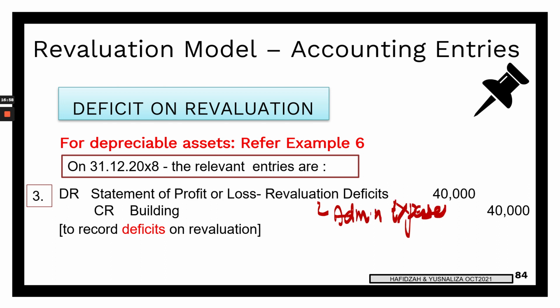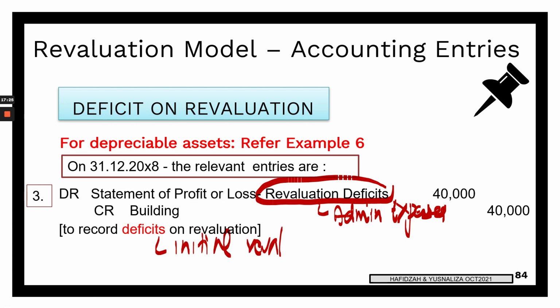expenses. So under admin expense, if you have other admin expenses like depreciation, the revaluation deficit is also part of the admin expense. But the debit credit is where you debit revaluation deficit in the statement of profit or loss. This holds true if we are looking at initial revaluation, and we are just focusing on first time revaluation. Initial means first time revaluation. If it's subsequent revaluation, this may not be the case.